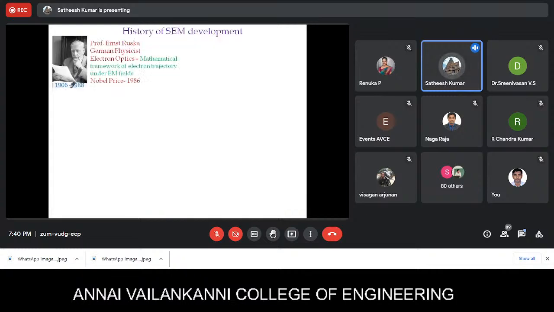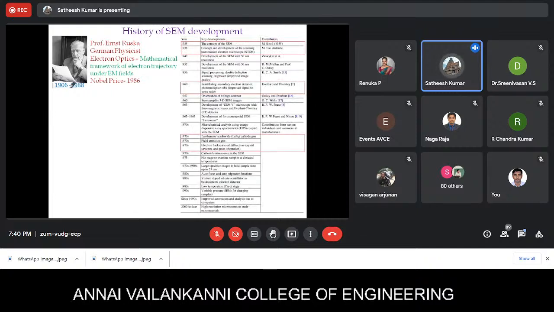So before going into the actual topic, the SEM and these techniques, I would like to give one slide which gives a history of the SEM development. It was Professor Ernst Ruska, a German physicist at Munich University, who formulated the framework for understanding the electron trajectory under the electromagnetic field. This framework was exploited for the invention of electron microscopy, and for his tremendous work, he was awarded the Nobel Prize in 1986.